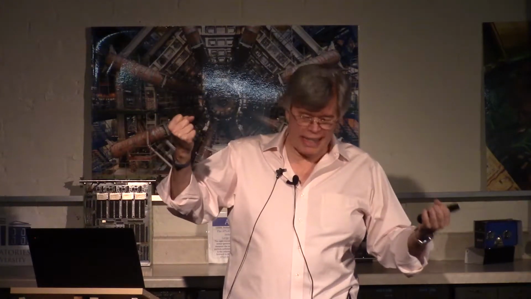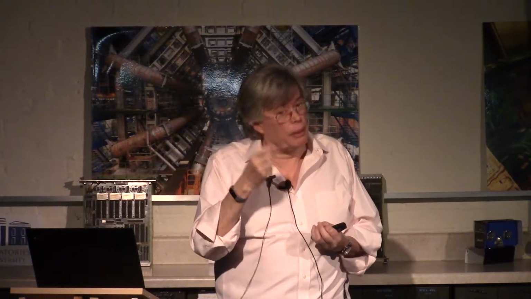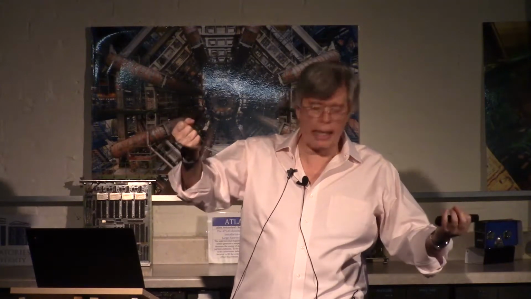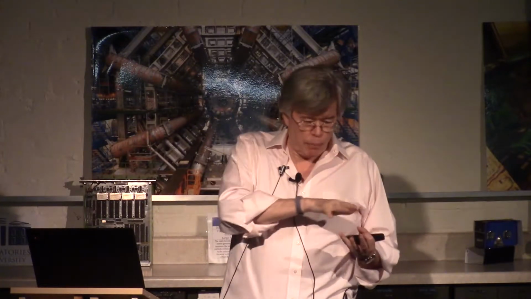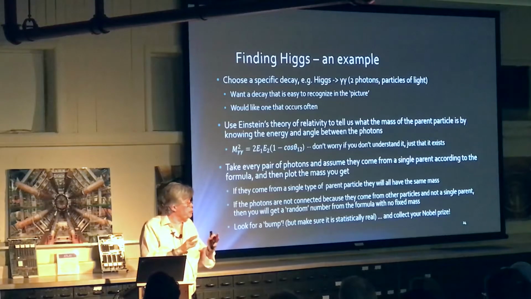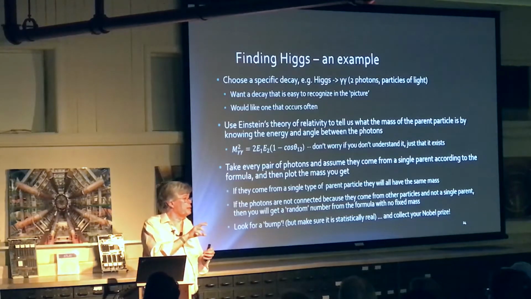If the two photons didn't really come from a parent particle, you can still apply the equation. It's just that it'll give you a random number. But if they all came from one parent particle, they all give you the same number, the mass of that parent particle. Okay, so what you do then is you collect them all. You take these pictures, you do the calculation, and you write down what the mass of that particle is, and you build up a plot that shows how many you got of that mass by collecting all these pairs of photons. And eventually you want to look for a bump in that picture, and if you see that bump, that's an indication that it came from one kind of parent particle.